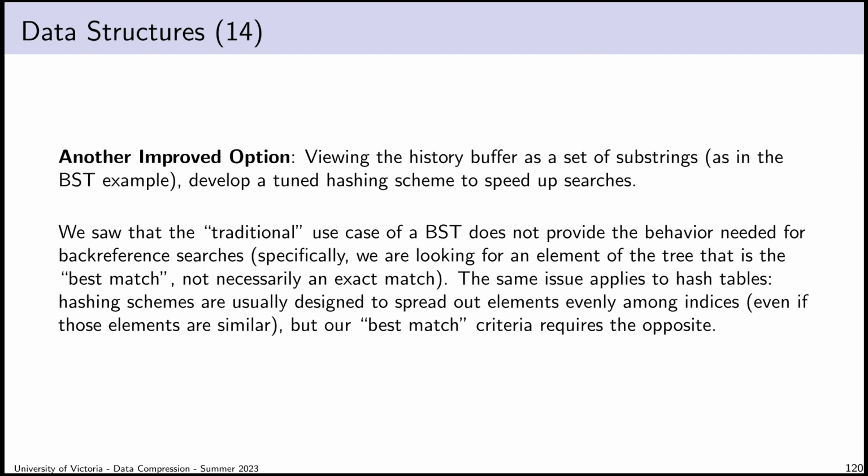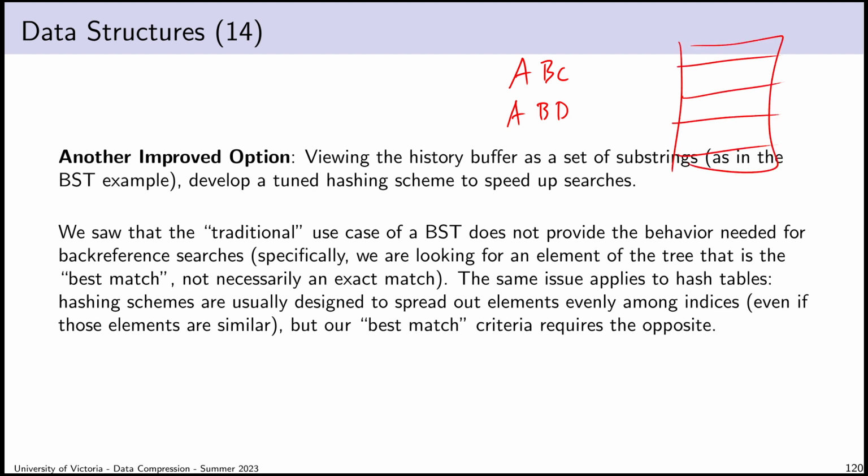As you know, most of the time, the hallmark of a good hash table is that if you take two similar things, so ABC and ABD, and you have your hash table, a good hashing scheme, on average, should spread those things out pretty far in the hash table.